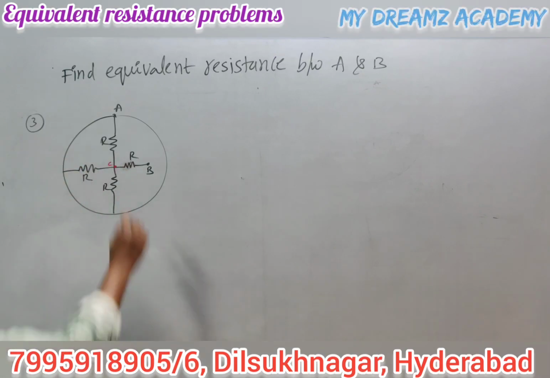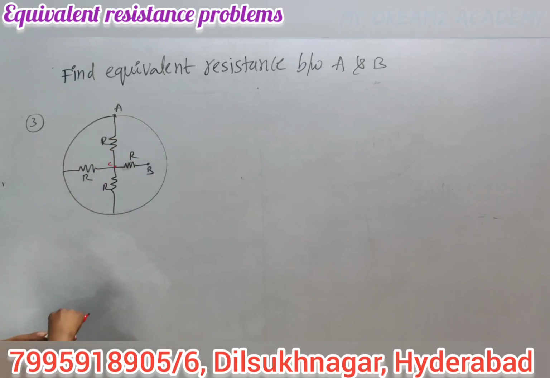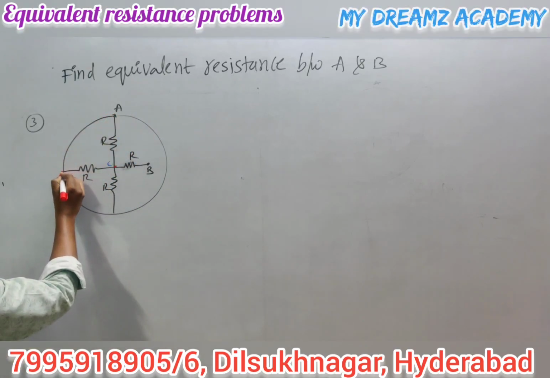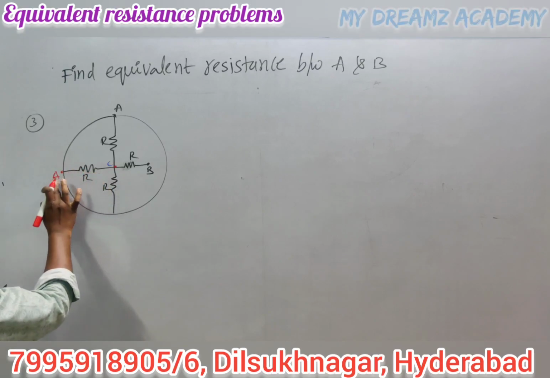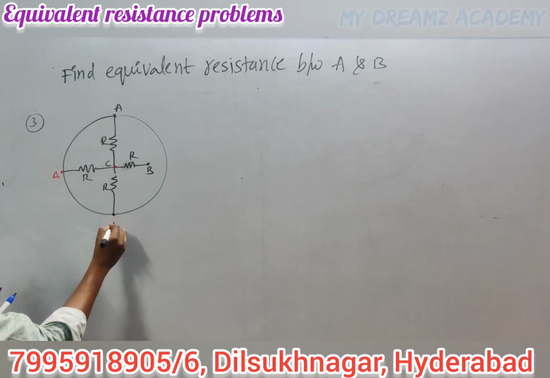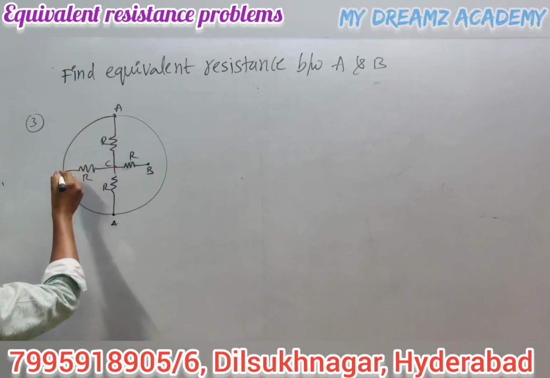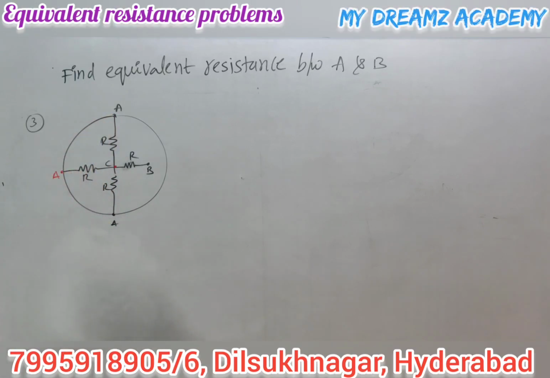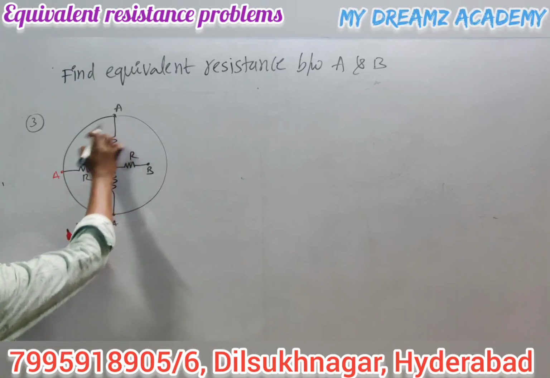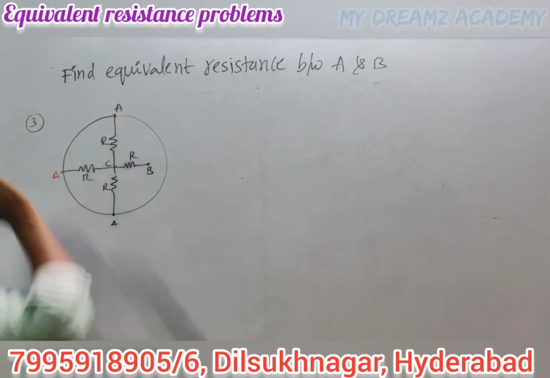So this resistor lies between A and C. This is also A. Now this resistor also lies between A and C, and this also lies between A and C. This is also A. At any point on the circumference is considered as A. Now these three resistors are connected between A and C.